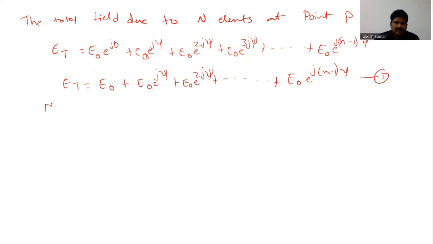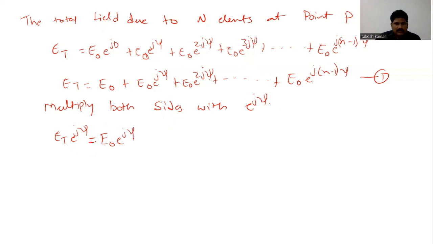Now I am multiplying both sides with e^(jψ). So what will happen? Multiplying both sides with e^(jψ), the first expression becomes Et e^(jψ) = E0 e^(jψ) + E0 e^(j2ψ) + E0 e^(j3ψ).